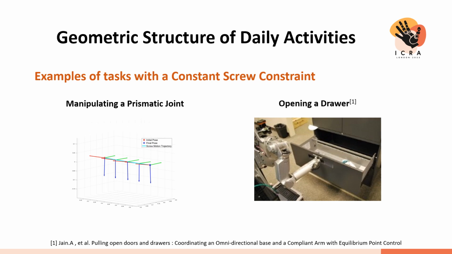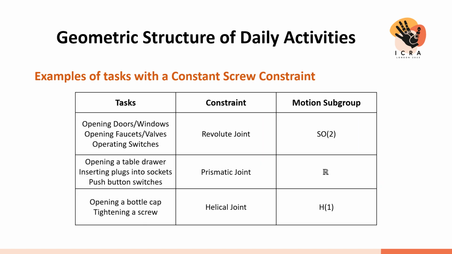Consider the task of opening a drawer. The geometric constraints placed on the end effector of the robot to perform this task is motion about a prismatic joint, which is a constant screw constraint. For these two tasks, irrespective of where or how the robot grasps the object for manipulation, the screw constraints remain the same. Examples of other tasks which have a constant screw constraint that we perform in our daily life are included here.